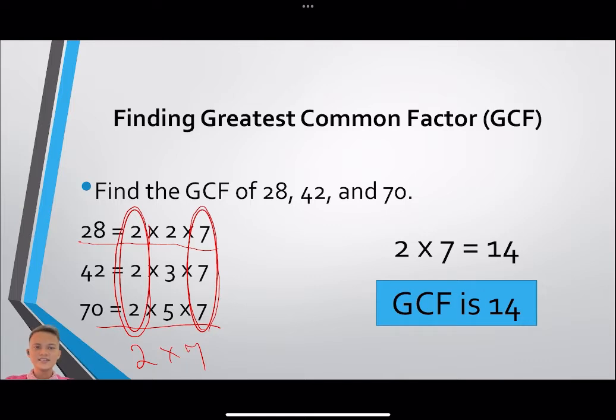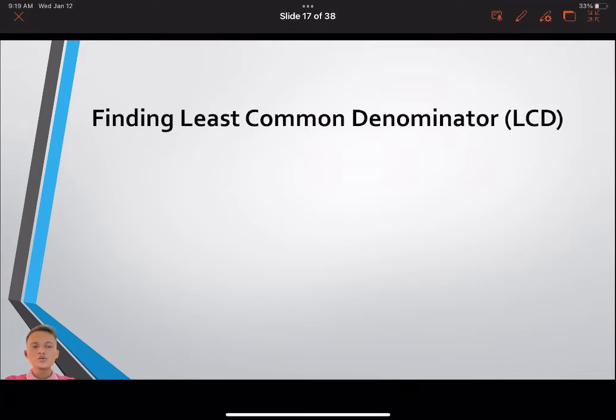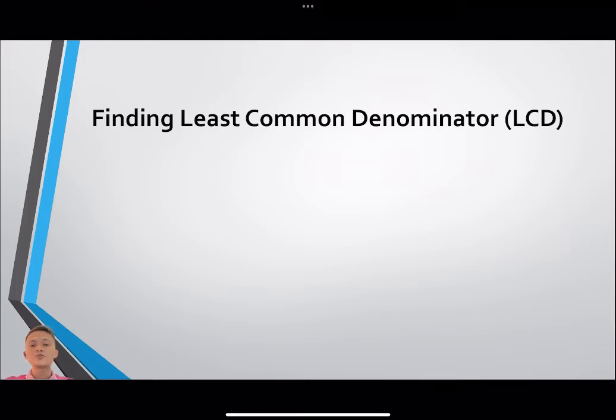Okay? Next is finding the least common denominator, or LCD. The LCD of two fractions is the LCM of their denominators. To find the LCD of two fractions, we just use the process in finding the LCM of two numbers, and we only use the denominators, not the numerators of the fractions when finding the LCD. So, ang ginagawa natin pag kinukuha natin ang LCD, kinukuha din natin yung LCM ng mga denominators nila. At yung denominators lang ang ating gagamitin.